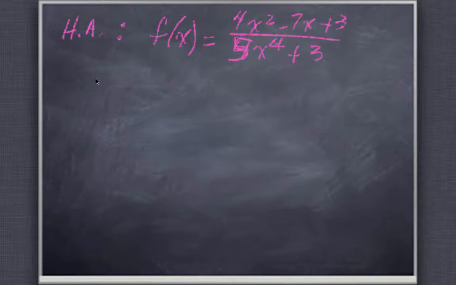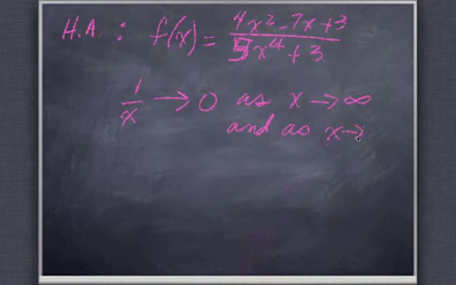Then the technique that we're going to use all the time comes down to this. You know that 1 over x, as we go off to the right or the left, gets close to 0. As x gets big, we're taking 1 into more and more and more and more pieces. So this approaches 0 as x approaches infinity and as x approaches negative infinity. So this arrow means approaches.